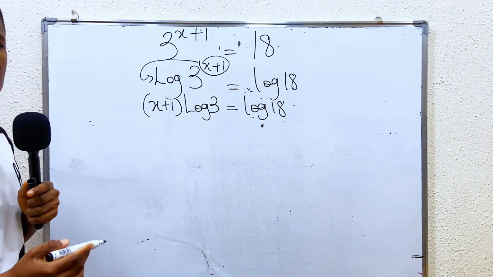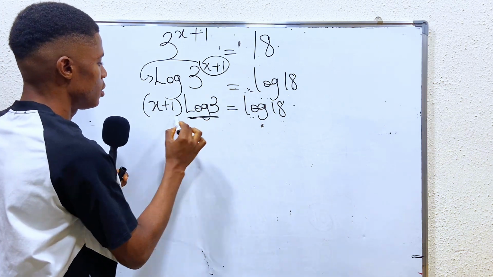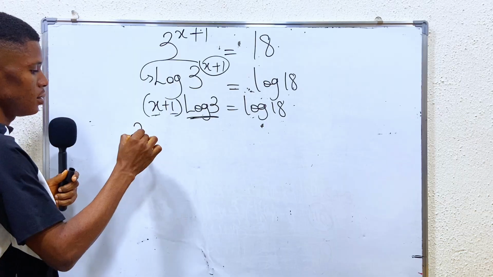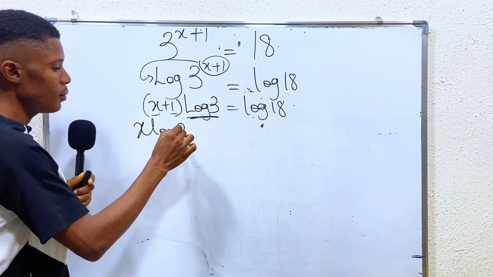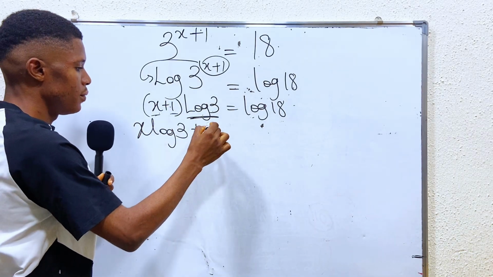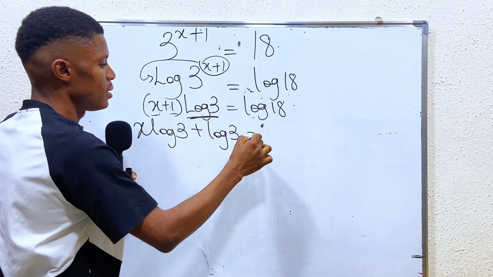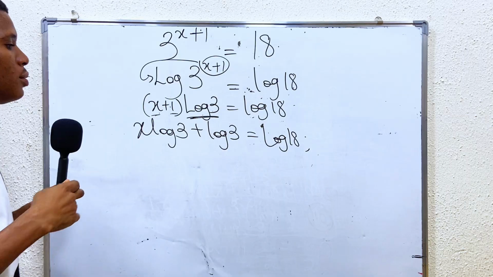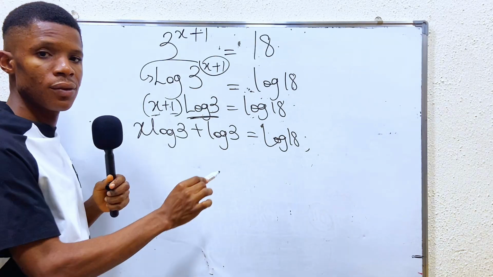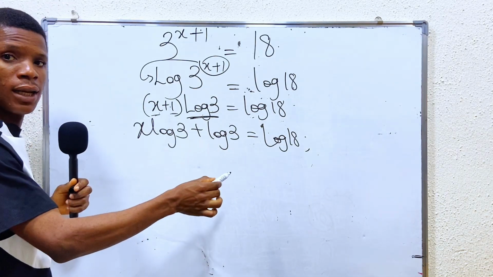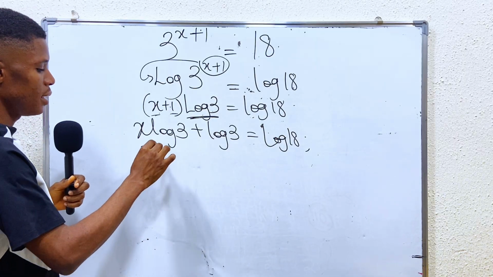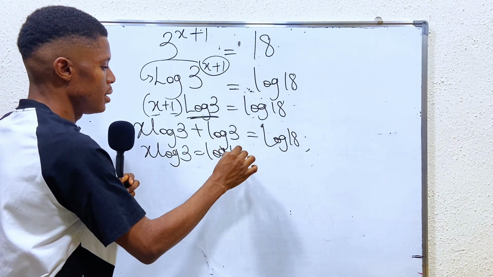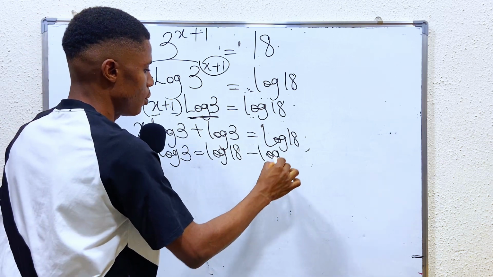Okay? So the next thing we do is to use the log 3 to multiply everything in the bracket. So log 3 will times x to give you x log 3. And log 3 will times 1 to give you log 3. And that's equals to log 18. Then the next thing we ought to do is to subtract log 3 from both sides. Okay, just like collecting like terms. So we have x log 3 is equal to log 18 minus log 3.